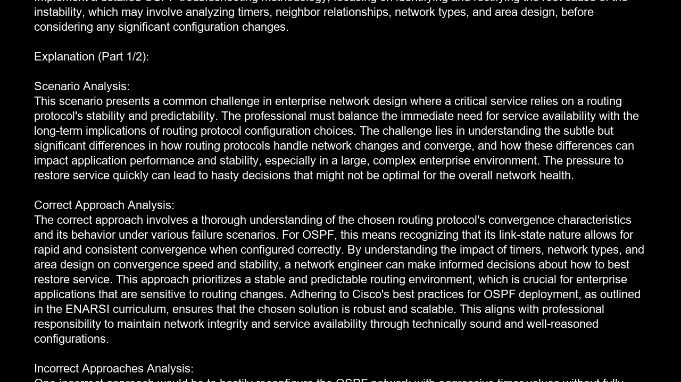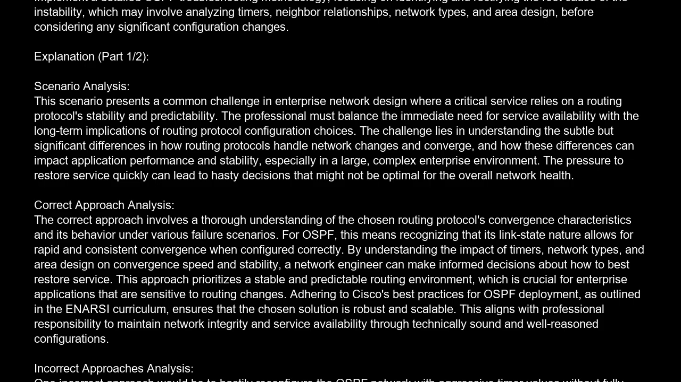Explanation: scenario analysis. This scenario presents a common challenge in enterprise network design, where a critical service relies on a routing protocol's stability and predictability. The professional must balance the immediate need for service availability with the long-term implications of routing protocol configuration choices. The challenge lies in understanding the subtle but significant differences in how routing protocols handle network changes and converge, and how these differences can impact application performance and stability, especially in a large, complex enterprise environment. The pressure to restore service quickly can lead to hasty decisions that might not be optimal for the overall network health.